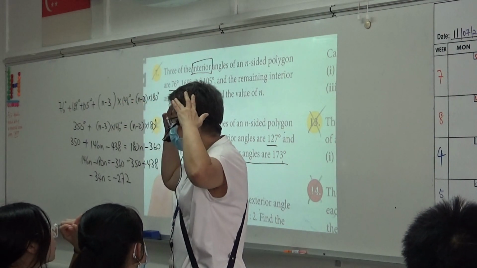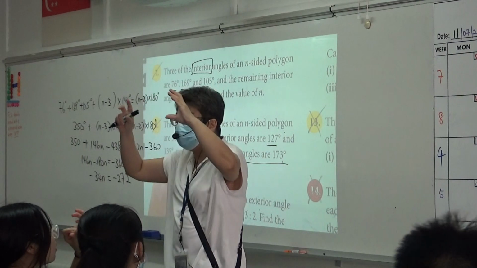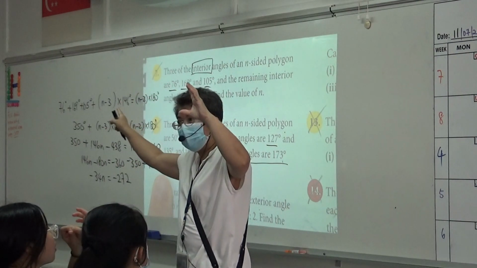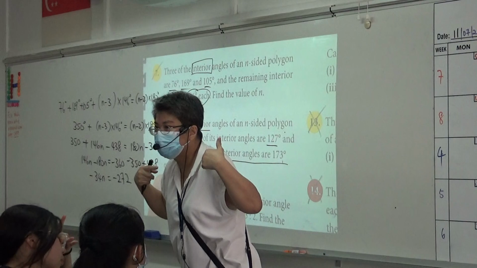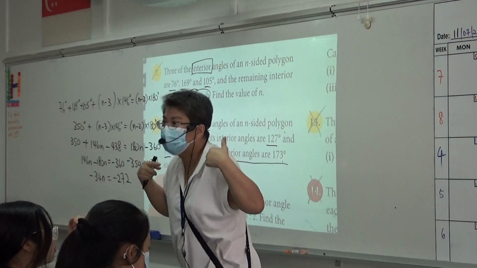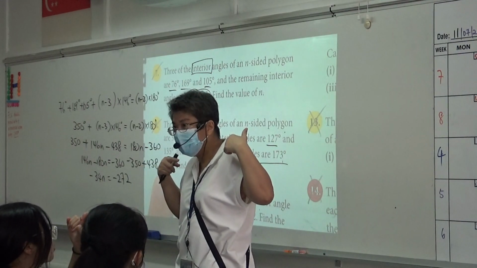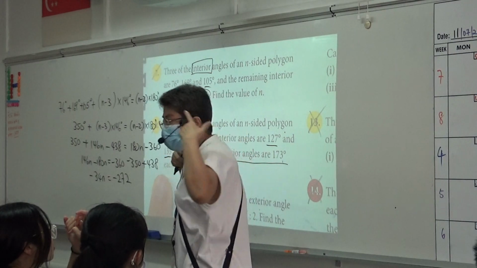Now, hold first, all listen to me. If I use interior angles, I must have (n minus 2) times 180. What if I use exterior angles? 360. Understand what I'm talking about? Okay, I want you to think.